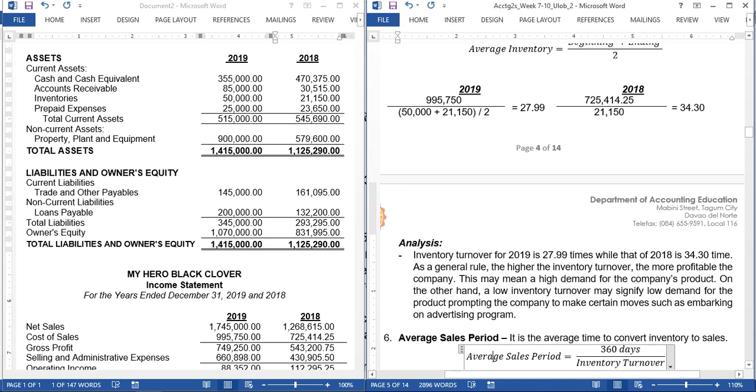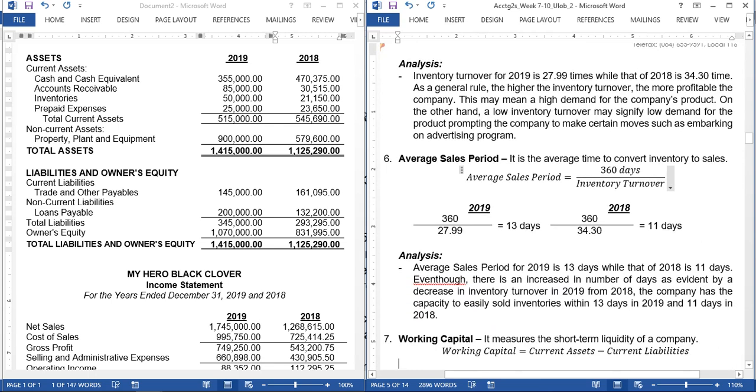So, if it is low demand for product, the company may prompt to have moves such as embarking on an advertising program. So, diba? Based on the ratio, you can give recommendation. Or the company, the management may provide recommendation what to do in the future. So based on past experiences, they can provide recommendation what is the need of the company in the future.